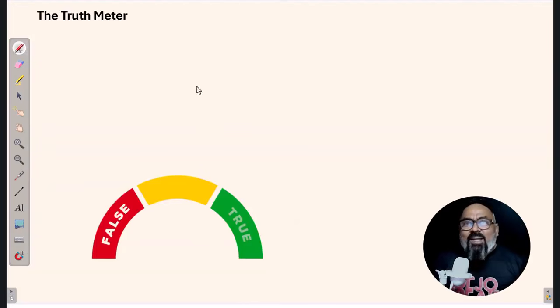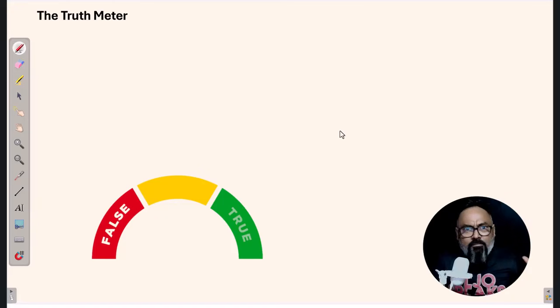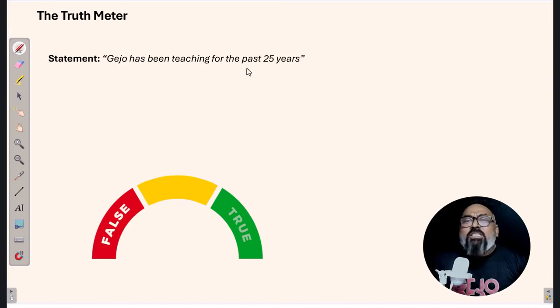Let's carry on. Let's understand the truth meter. Is a statement true or false? We have a statement here: Gejo has been teaching for the past 25 years. Okay, treat the statement to be true. In fact, it's true. I think I started in the year 2001 is when I started doing whatever I'm doing. Oh, I'm really old. All right.